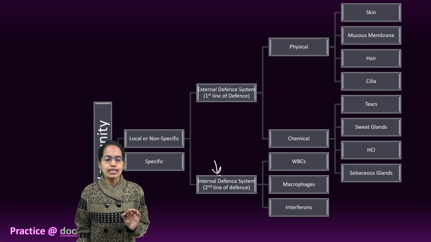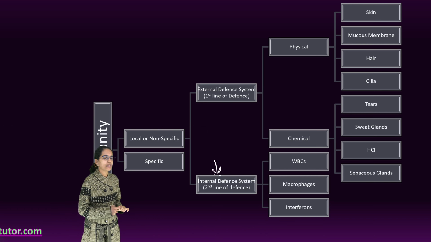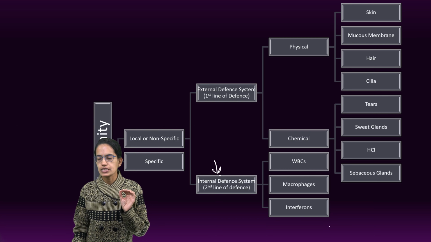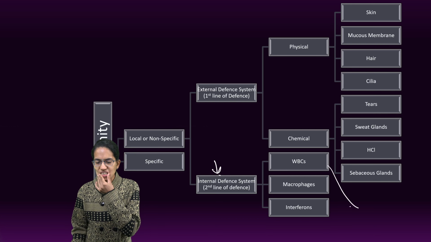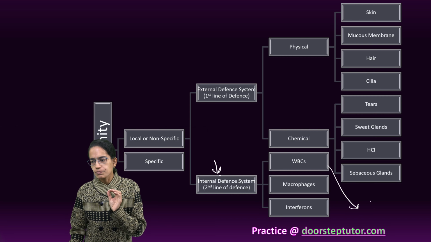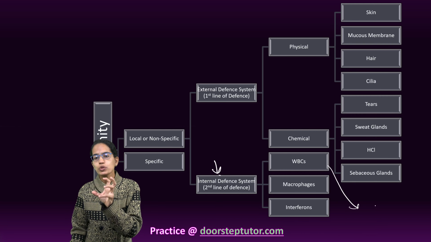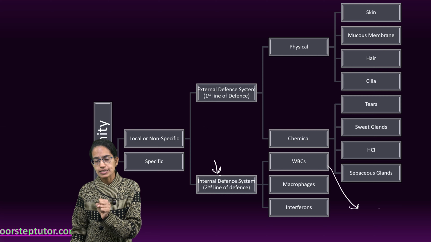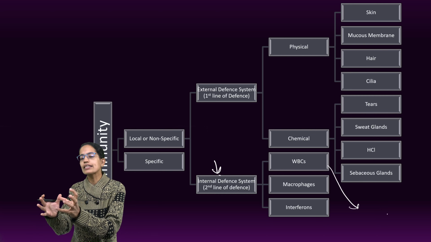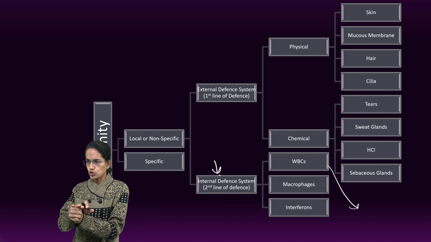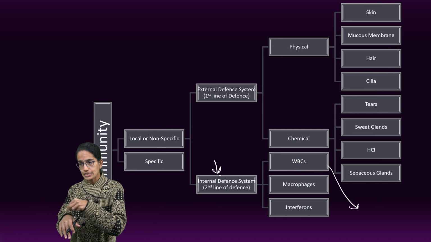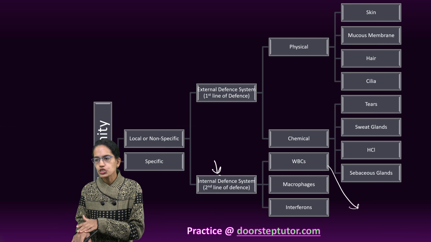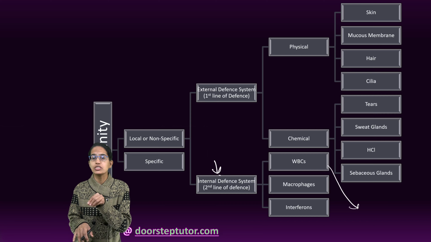The next is the second line of defense. The second line of defense is known as the internal defense system. This could be classified as WBC, macrophages and interferons. Let's understand each of these. WBC is basically the neutrophils that squeeze through the wall of the capillary, and this occurs by the process of diapedesis. When diapedesis occurs, it engulfs the pathogen inside it and destroys it. Pus, as we see as a secretion, is what? Pus is a secretion of those killed WBC, the damaged tissue, as well as the pathogen which is destroyed.